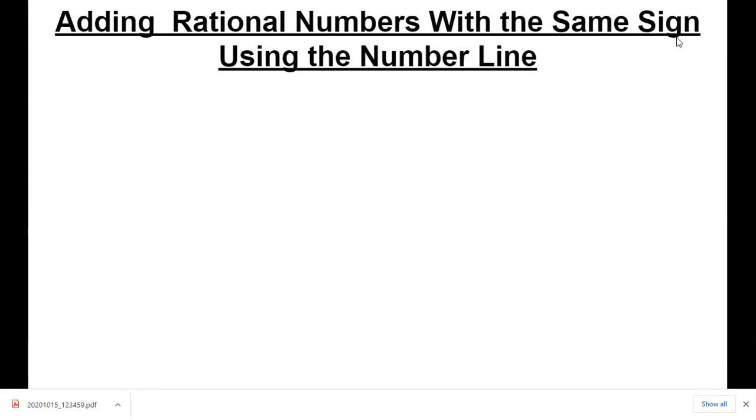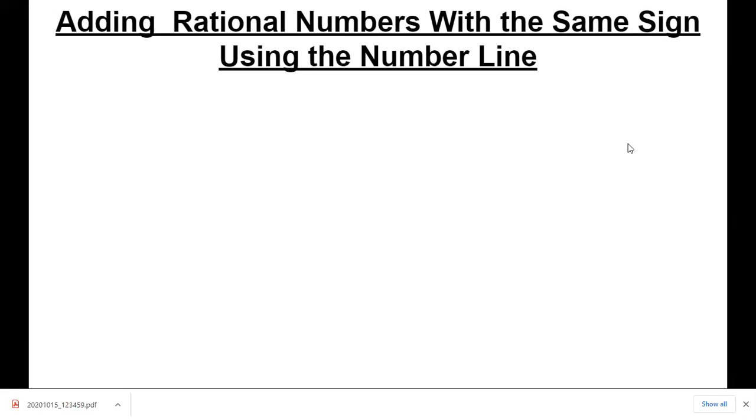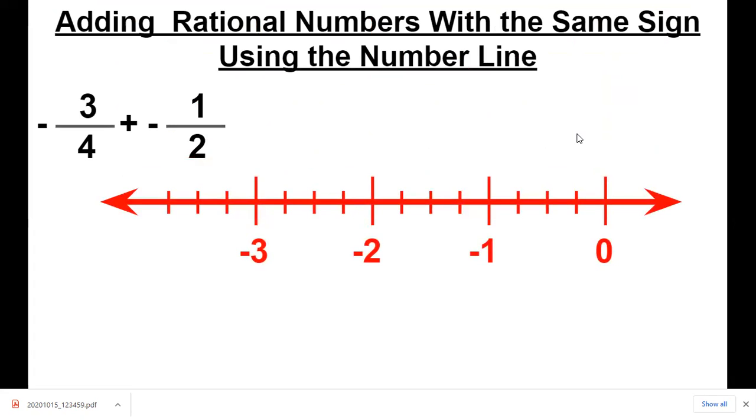Adding rational numbers with the same sign using the number line. Same sign. So we're going to use the number line. So for example, we have -3/4. This is why it'll be rational numbers instead of integers, because they're going to be fractions and decimals. So we're going to take -3/4 and we're going to add to that -1/2. How do we figure that out? There's our number line, and you'll notice there's little tick marks in between the integer numbers now, because we are dealing with numbers that are in between the whole numbers and in between the negative whole numbers.